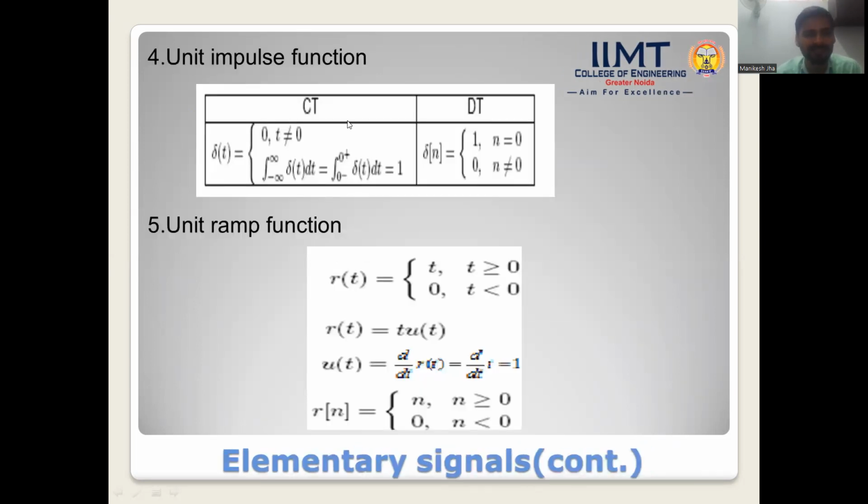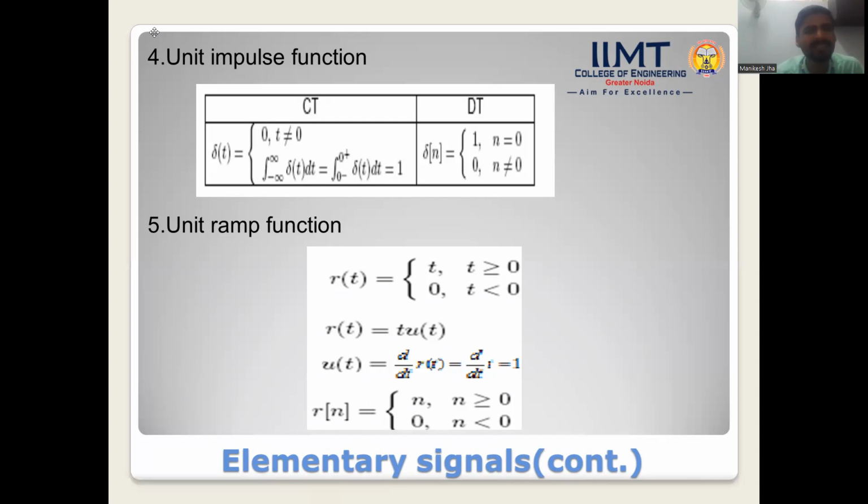Next is the unit impulse function. One of the most important types of signals we are going to discuss is the unit impulse function. In continuous time, it is represented as δ(t). δ(t) equals 0 when t is not equal to 0, and δ(t) equals 1 when t equals 0. Sometimes we get confused about what this 1 is. This 1 is nothing but the area of the signal. It is represented as the integral from minus infinity to infinity of δ(t) dt, so the area of the signal at t equals 0 is 1.